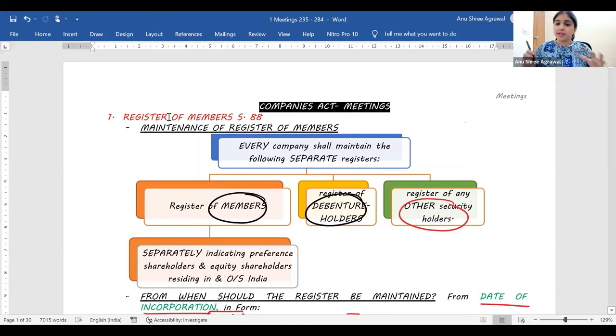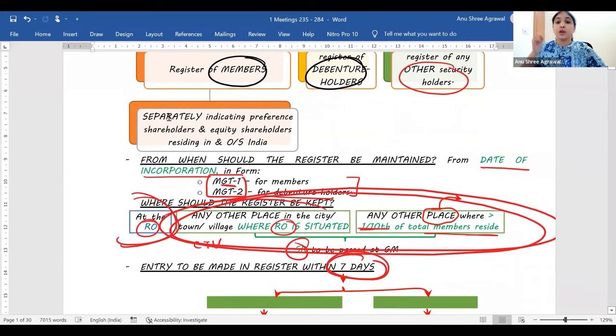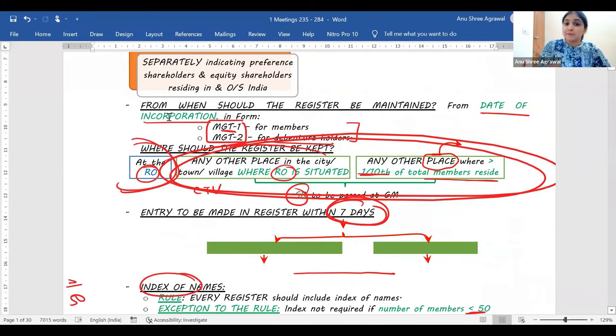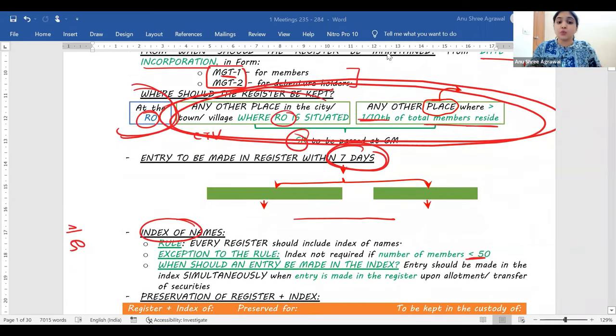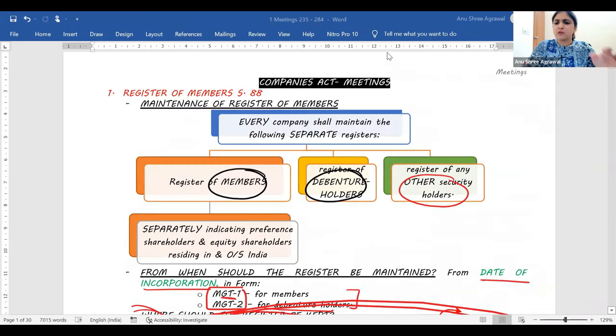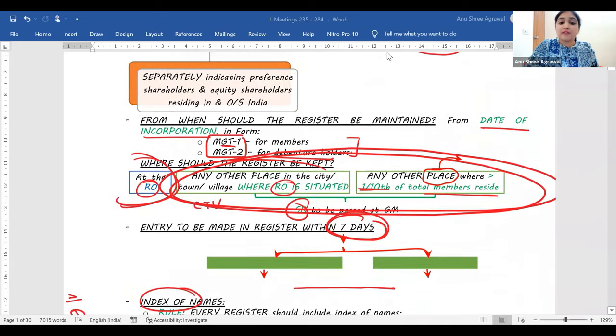Every company will have to maintain a separate register of members, a separate register of debenture holders, a separate register for each category of security holders. In what form shall it be maintained? MGT1 for register of members, MGT2 for register of debenture holders. And when should the entry be made? Entry should be made within 7 days from the approval of the allotment or the transfer by the board.